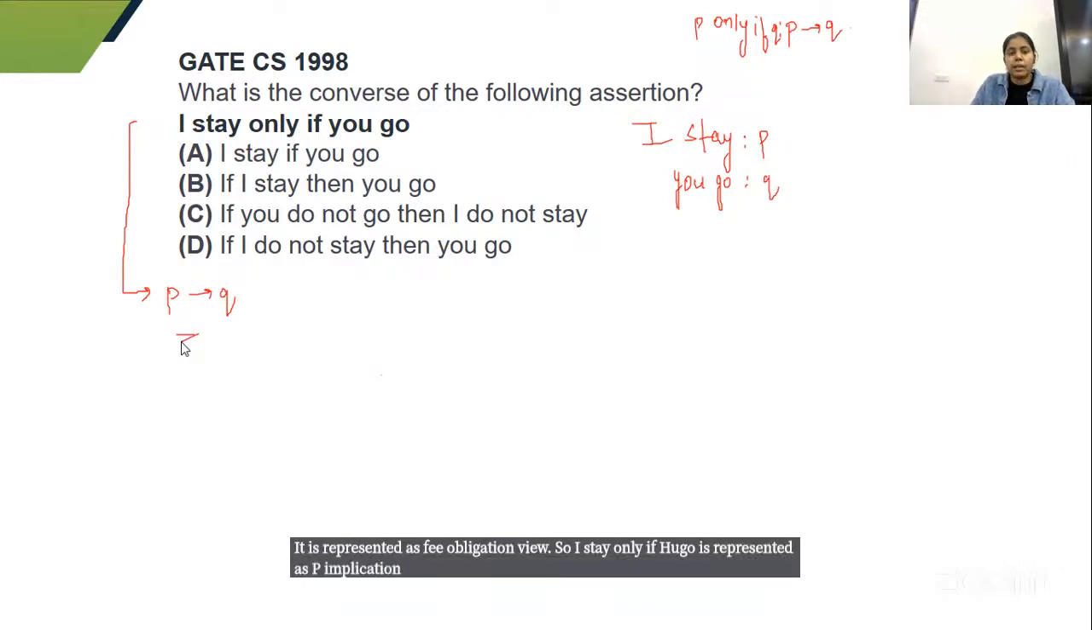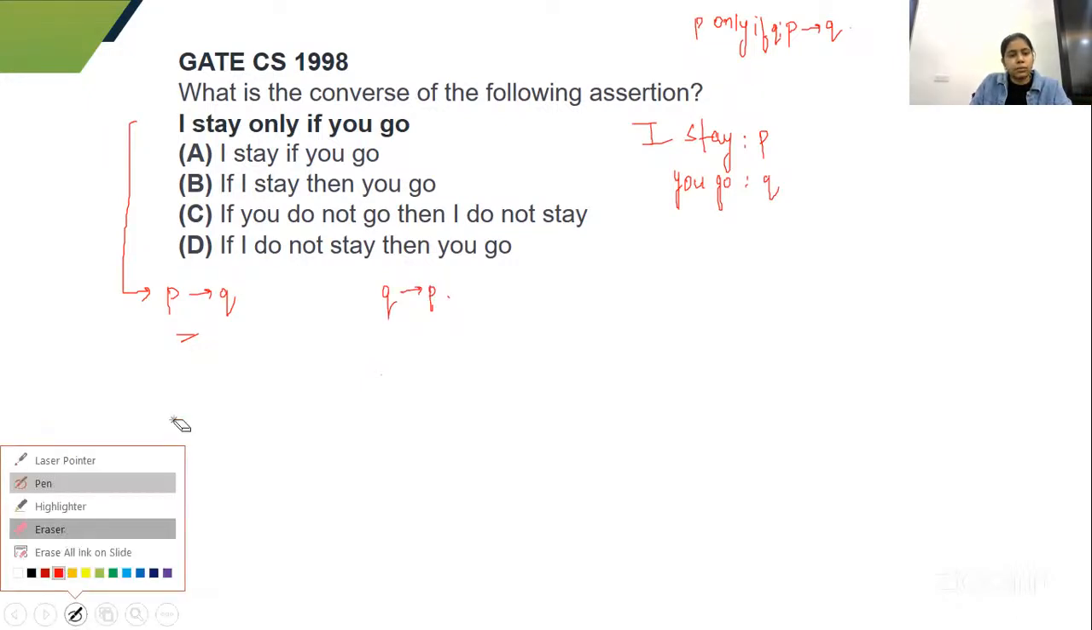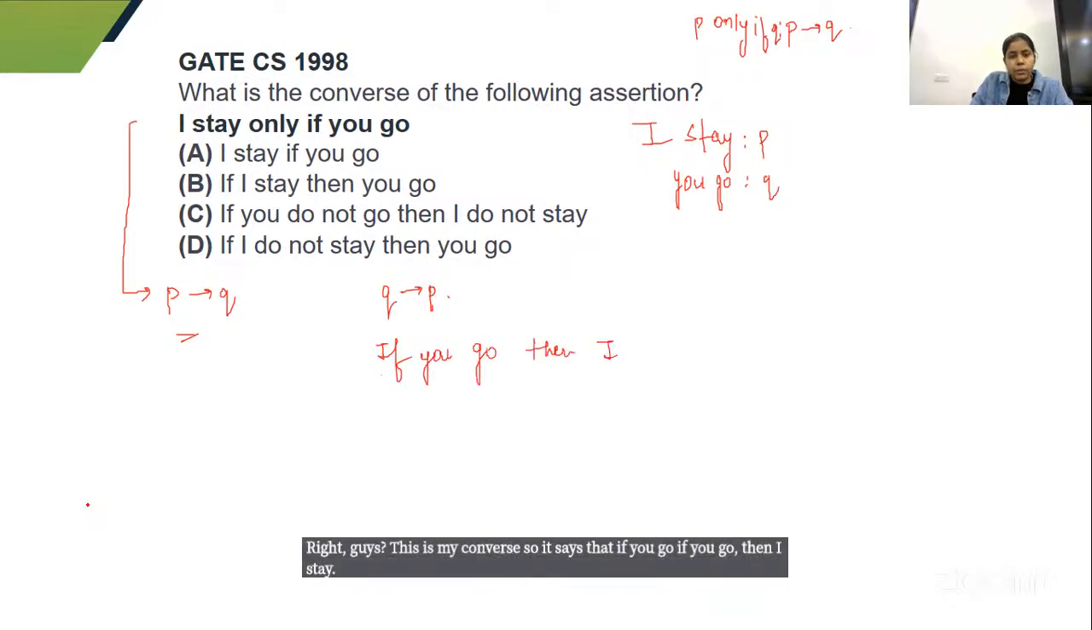Now I have to take the converse. So what is a converse? If we have P implication Q, it gets converted into Q implication P, right? So this is my converse. So it says that if you go, then I stay.